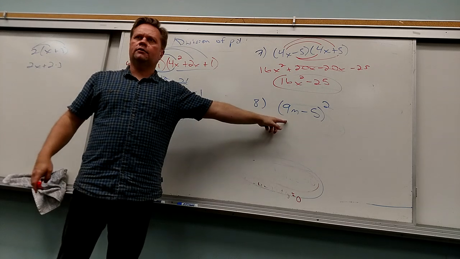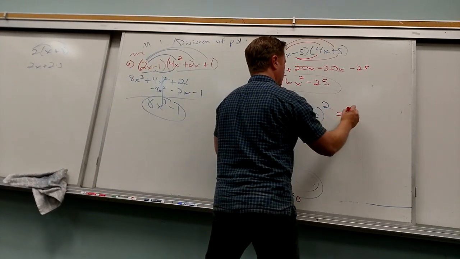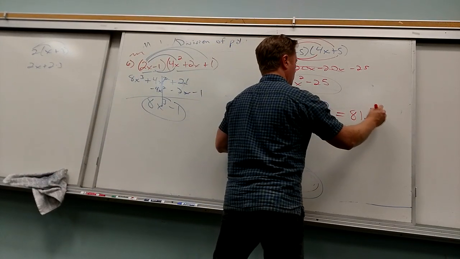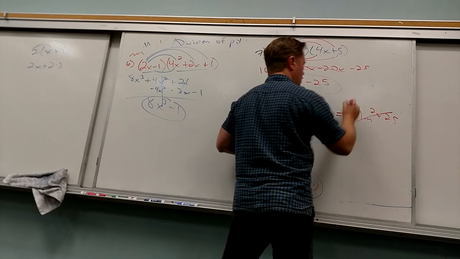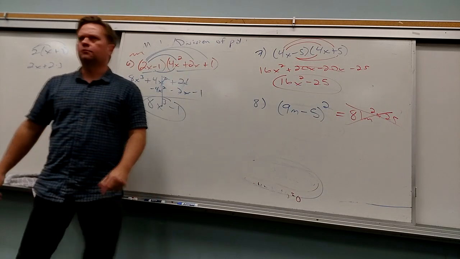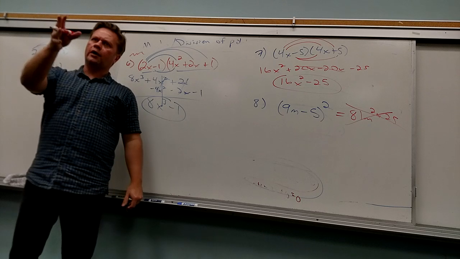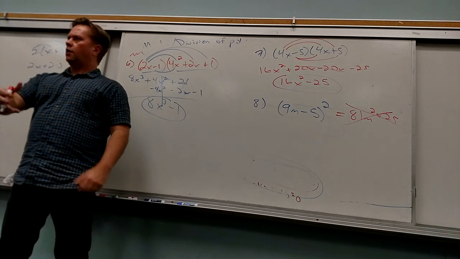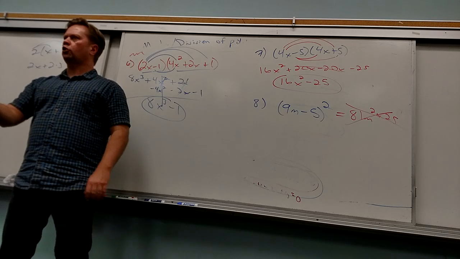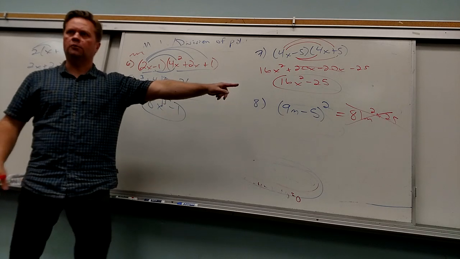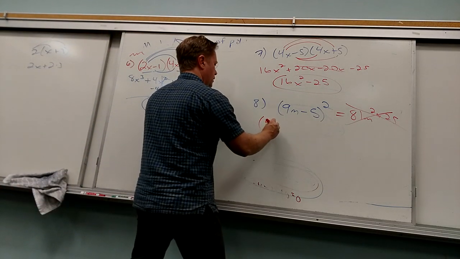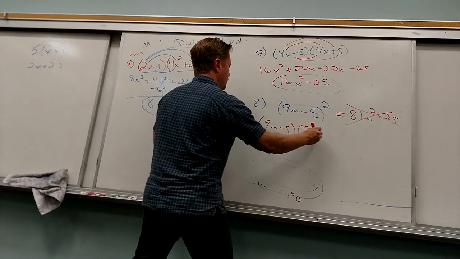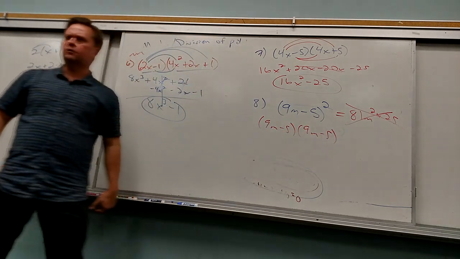What about this guy? The worst thing, if you have this as an answer, just be quiet. Or plus 25, no. No. What is something squared? The same thing times itself. Yeah, so you've got to write it twice so you don't lose terms. I lost my middle term up there. So it's supposed to be 9m minus 5 times 9m minus 5. Then you distribute.